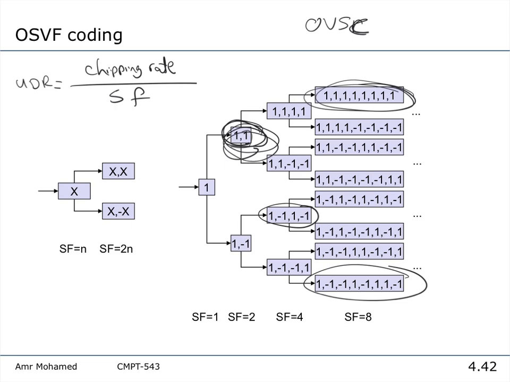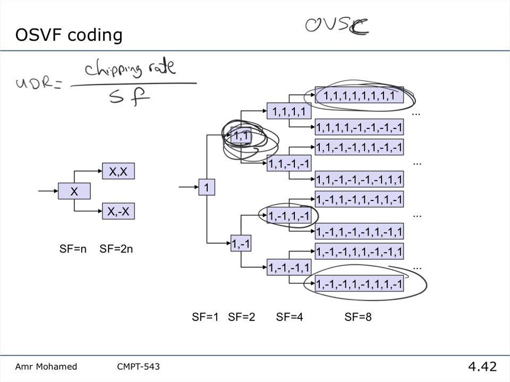If we spread more, we'll have more users? What do you mean, more users? Because the chipping rate is fixed. Remember, the chipping rate is fixed. When you spread the user data using a higher spreading factor, this means that this particular user will have less data rate, but more reliability or more resistance to noise. Yes, but if the SF is 2, for example, we can't have more than two users.